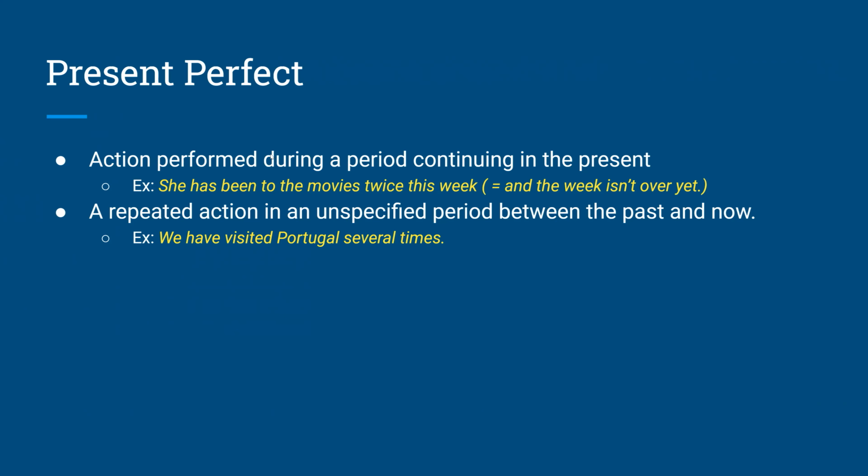Now, present perfect also is an action performed during a period continuing in the present. For example, she has been to the movies twice this week means that she has been twice and the week isn't over yet. So it's a continuing period of action. And a repeated action in an unspecified period between the past and now would be, we have visited Portugal several times. So you have visited Portugal. When did you visit? Sometime between an unspecified past and now.